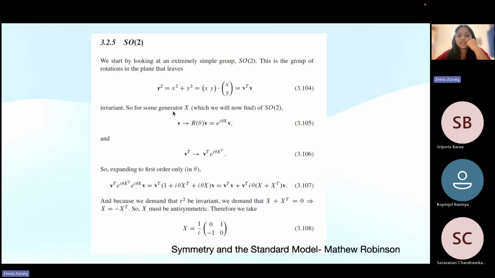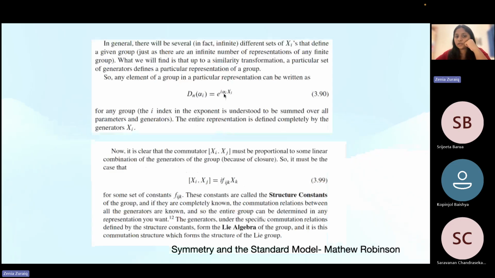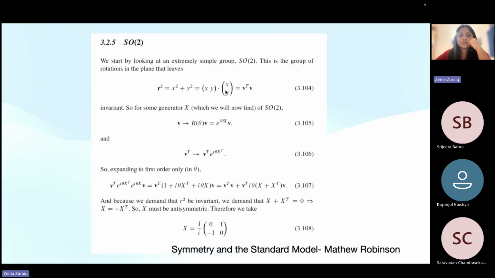For some generator X of SO(2), which we will now find, we know that V should be mapped onto, say, R(theta), which is the element of the group, and this will be mapped onto this exponential, right? This is how generators are defined. Any element of the group is defined by the exponential of the generators. So we have just written that here, and similarly you can write it for V transpose also.